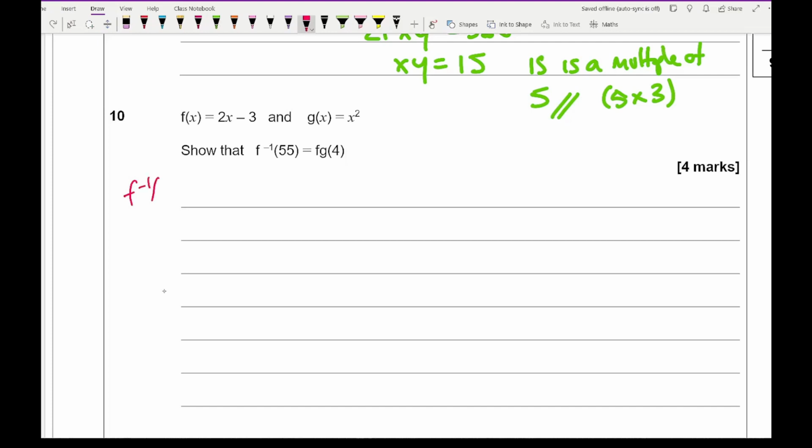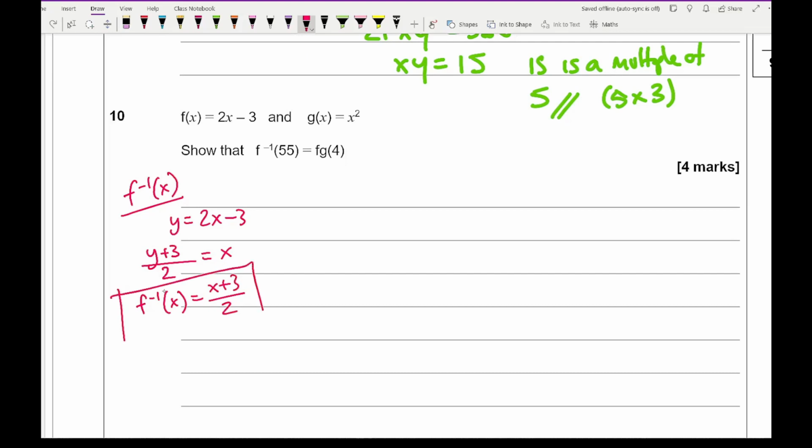So if I just write the inverse function of x, now how we do that is we make the function of f equal to y. And then what I want to do is rearrange this to make x the subject. So I end up with y plus 3 over 2 equals x, and then just swap the x with inverse function x and swap the y with x. So I end up with something that looks like this.